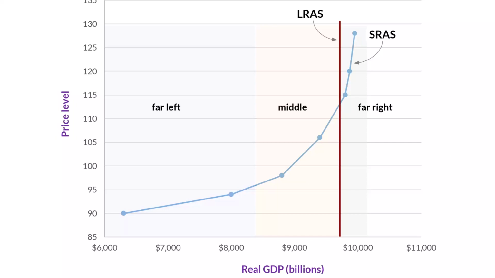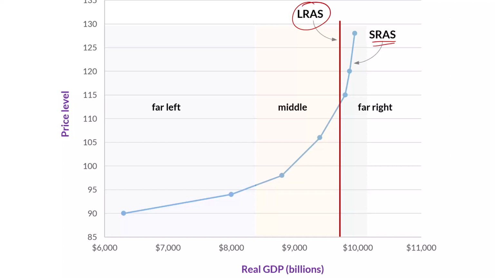Okay, in this video, I'm going to talk a little bit about aggregate supply, in particular the short run aggregate supply curve. But to do that, we have to start with long run aggregate supply. And so this here is our long run aggregate supply curve. In blue here is the short run aggregate supply curve.